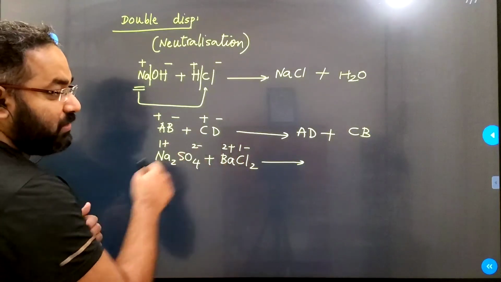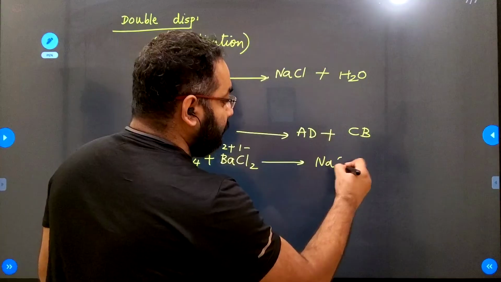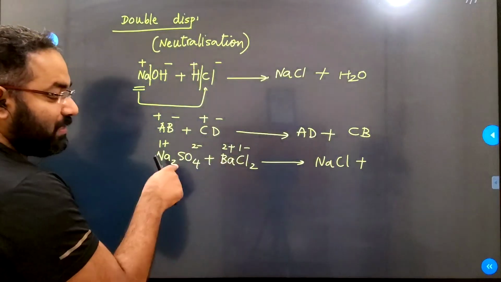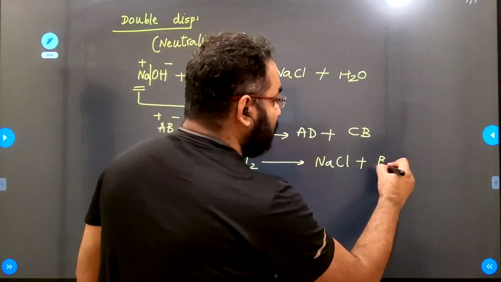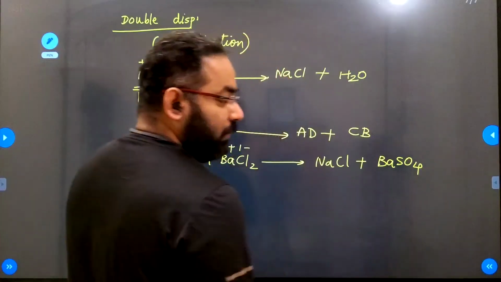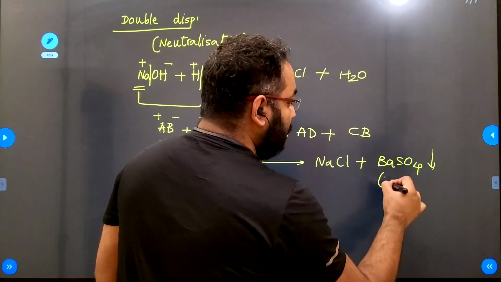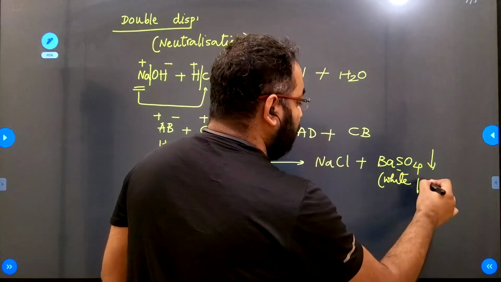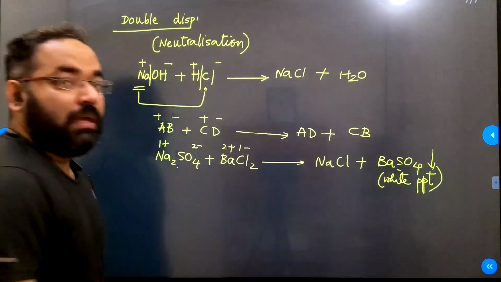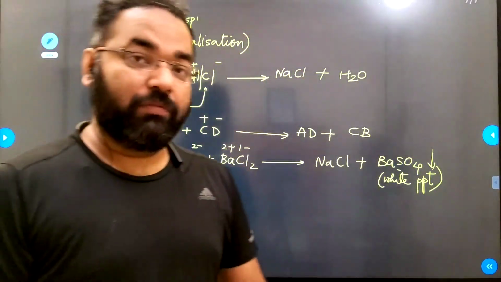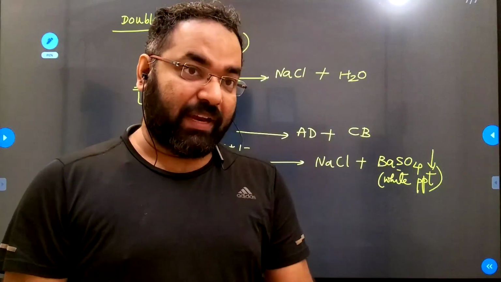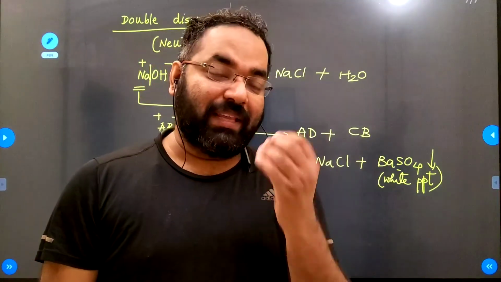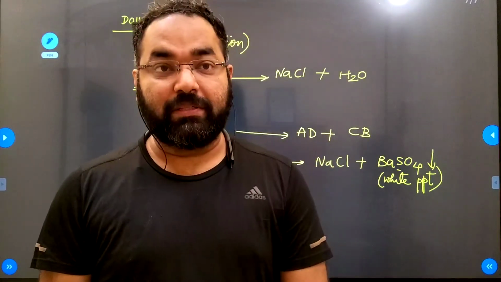Na 1 plus combines with Cl 1 minus to give you NaCl. Ba 2 plus combines with SO4 2 minus to give you BaSO4. Right? BaSO4 is a white precipitate. This is also a very common example of a double displacement reaction. In fact, if you take any neutralization, that itself can be an example of a double displacement reaction.